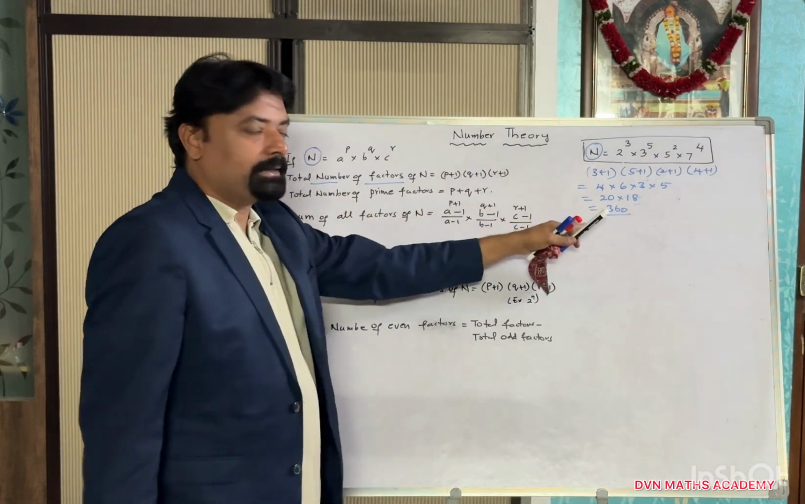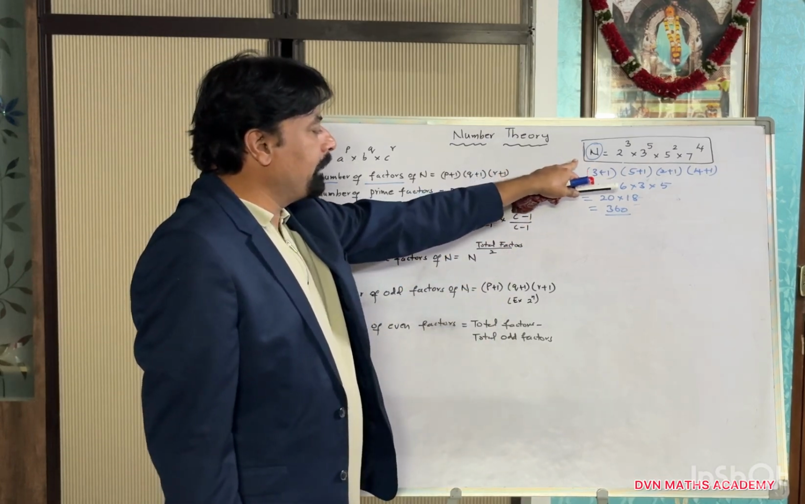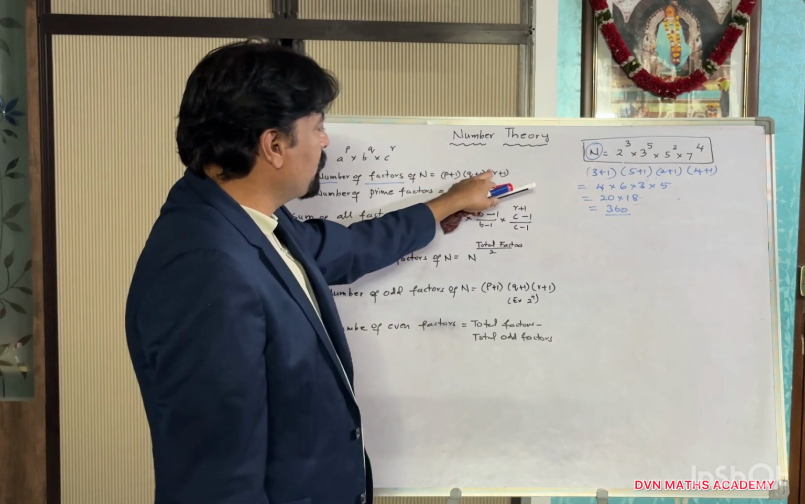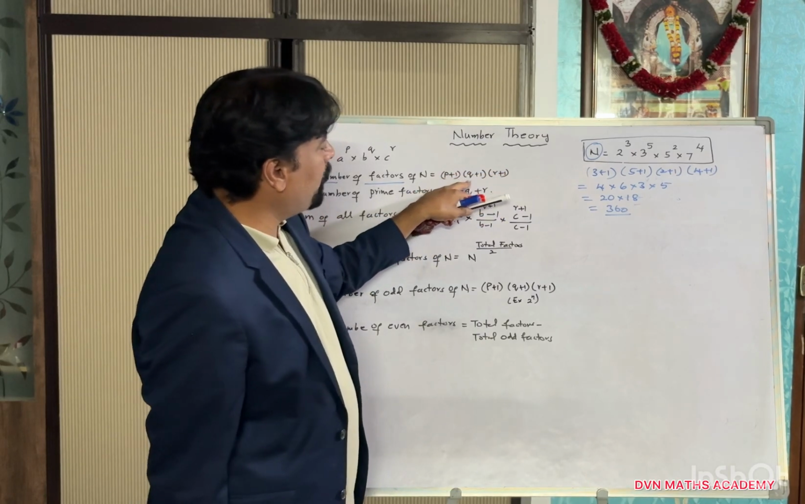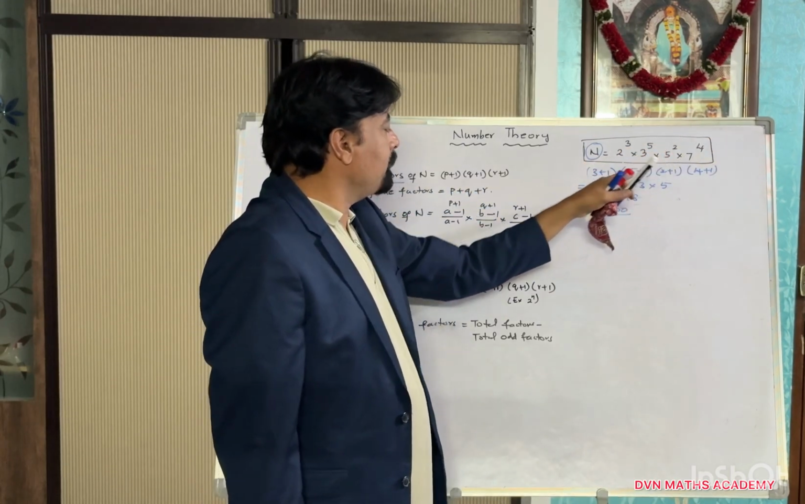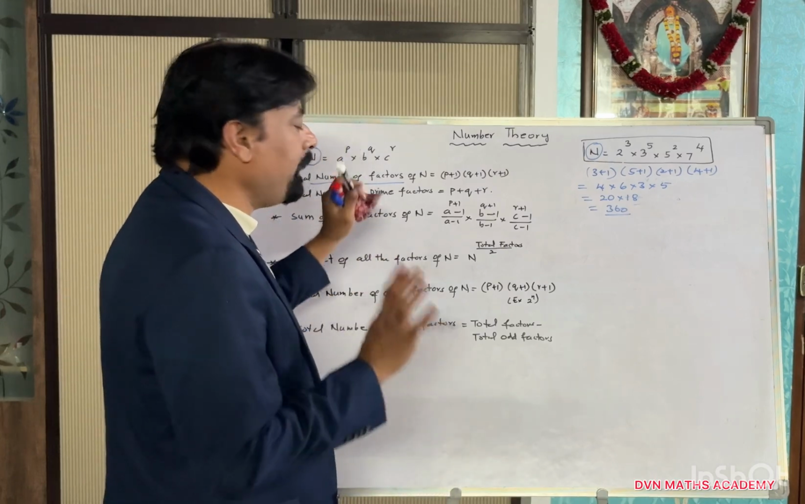This is the total number of factors. It is not even factors or odd factors. The total number of factors of that particular number n is 360, by using this formula: p plus 1 into q plus 1 into r plus 1, where p, q, r are the exponential values of the prime factors. By using those values, we can find the total number of factors of the given number.